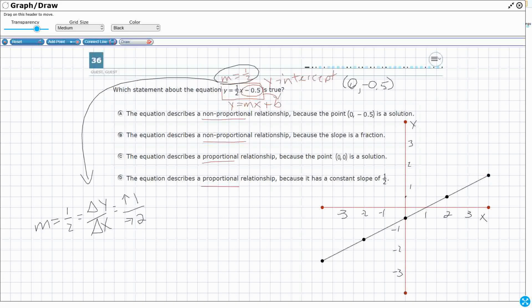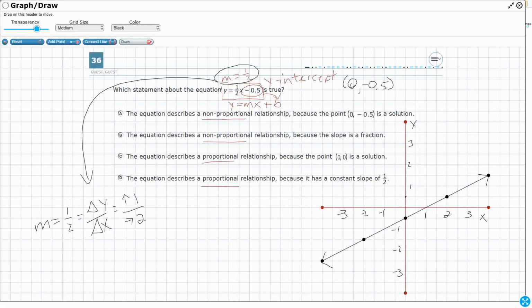All right, so let's evaluate this graph. Is it proportional or non-proportional? Well, we need a definition. Proportional means it includes the origin. So if it includes the origin, it is proportional. And if it's non-proportional, it does not include the origin. Well, the origin is right here, and we missed it. And we actually could have told that just anytime you have a y-intercept, that means it's not going to include the origin. So it is not a proportional relationship because it does not include the origin.